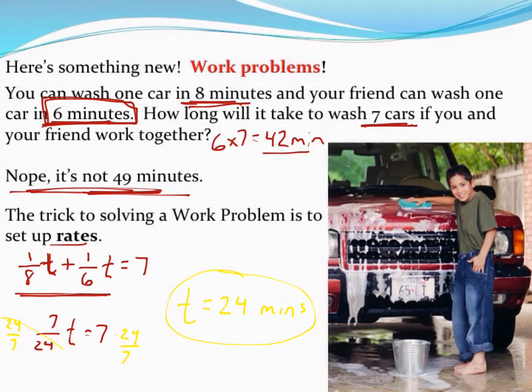Remember that we said the guy working by himself would take 42 minutes. That's why the 49 didn't make sense. He's not going to slow down. But working together, I found out 24 minutes is going to be how long it takes them. Again, the key is to use rates to set these up. Do not try to find average. That is not how these problems work.